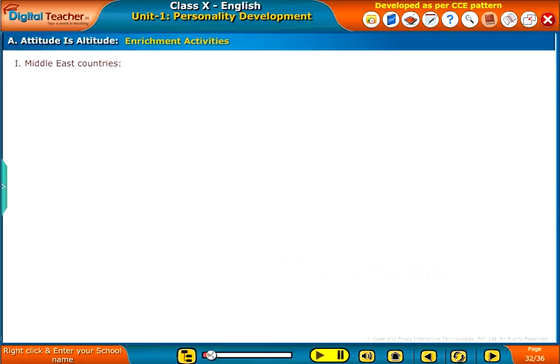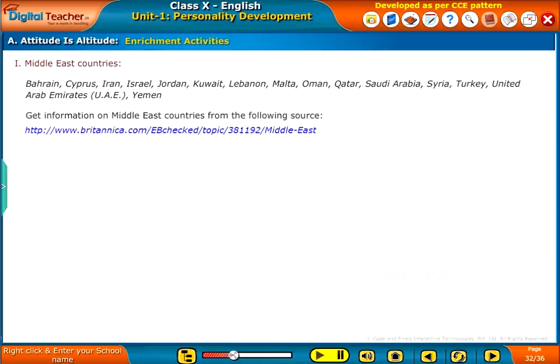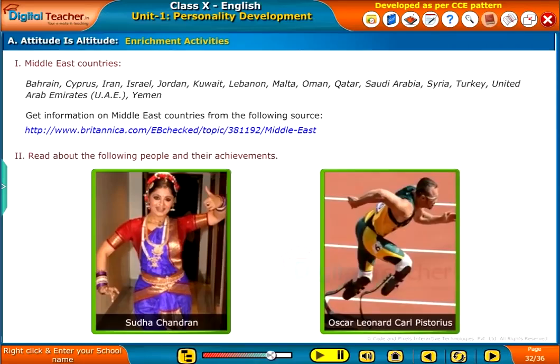As part of the culture section, know more about Middle East countries by using the given link. Try to read about the following people and their achievements: Sudha Chandran, who is a classical dancer, and Oscar Leonard Carl Pistorius, who is a South African sprint runner.